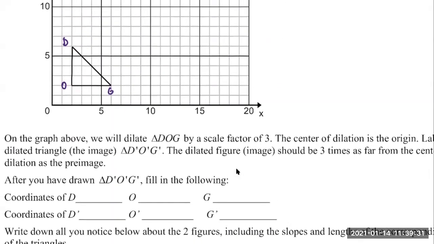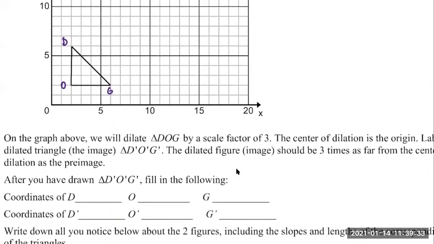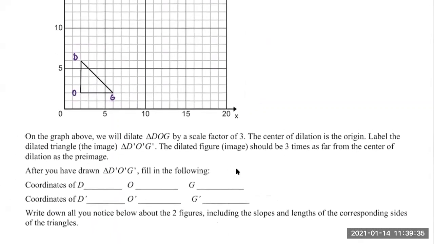The center of dilation is the origin. And let me shrink this so you guys can see it. Label the dilated figure triangle D prime, O prime, G prime. The dilated figure image should be 3 times as far from the center of the dilation as the pre-image. After you've drawn triangle D prime, O prime, and G prime, fill in the missing coordinates.